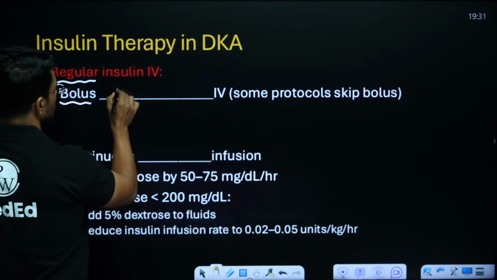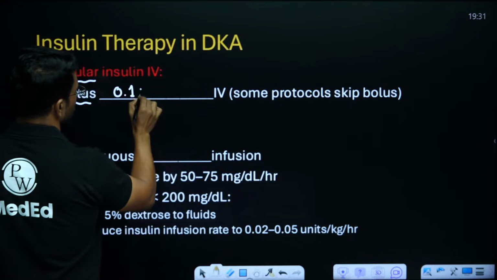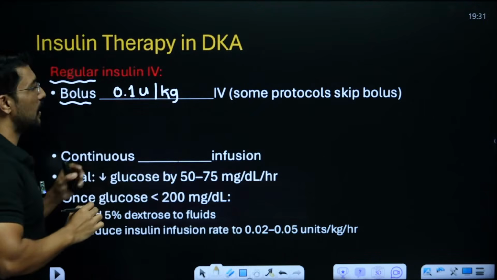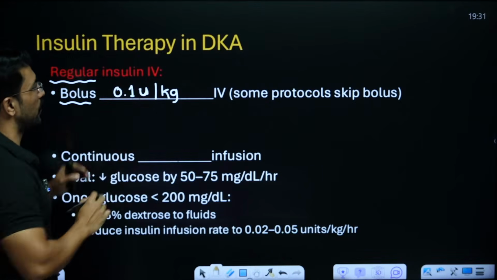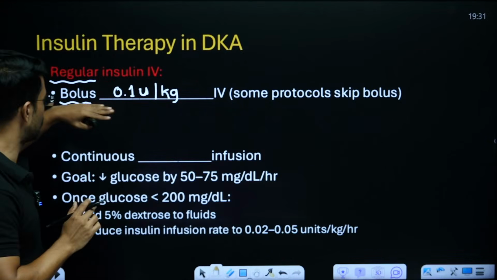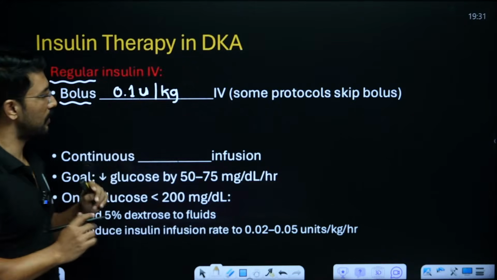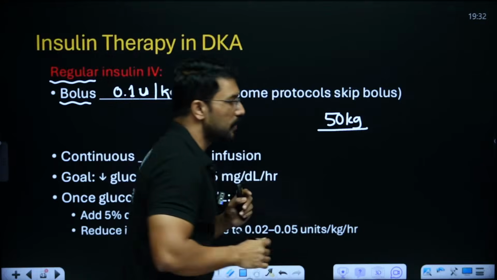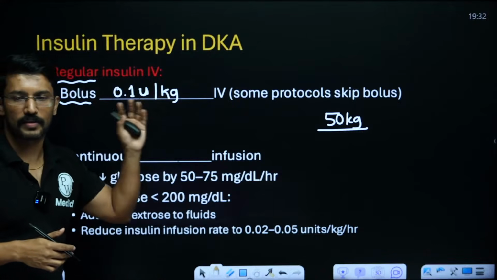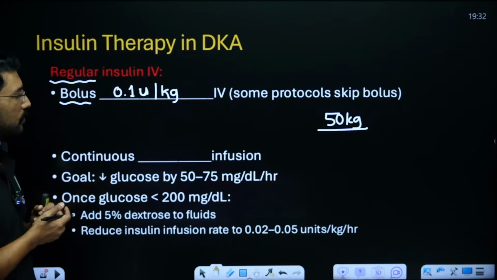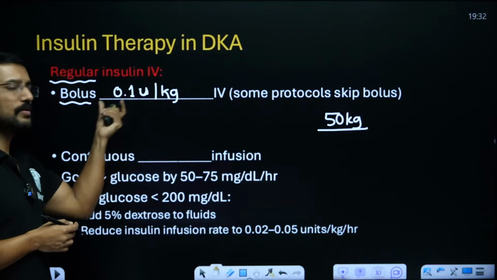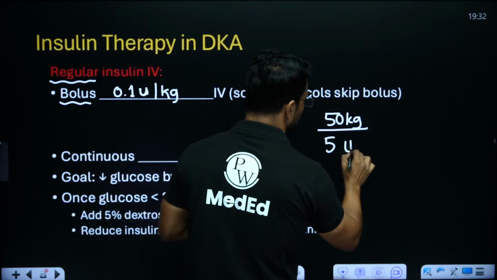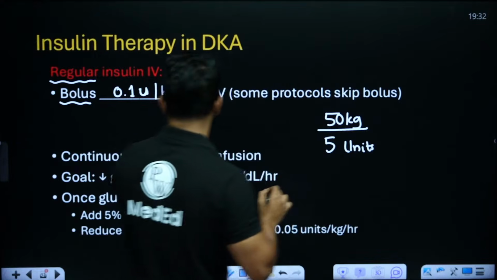Okay, so we are using 0.1 unit of insulin per kg as an IV bolus. This is the first step. So let us take the example. If I am dealing with a 50 kg person, how much should the initial insulin bolus be when I have recognized that a patient has diabetic ketoacidosis? Multiply 50 into 0.1. So how much do I get? 5 units. So I'm going to give 5 units of regular insulin IV as a bolus.